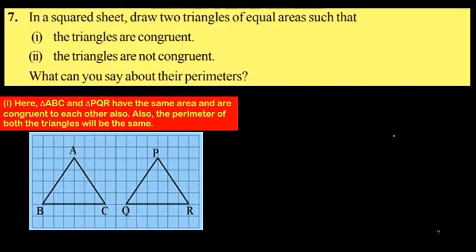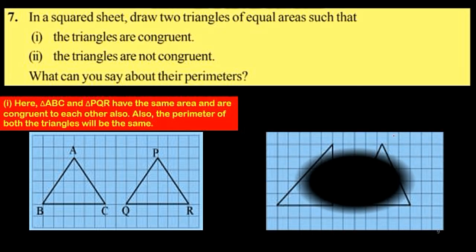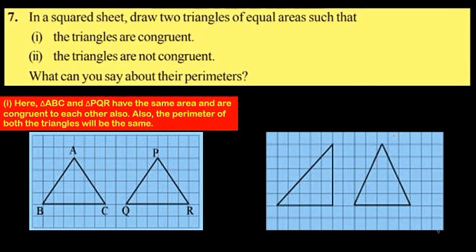Okay, now the second part of question number 7. I have to draw two triangles that should not be congruent, but their area should be equal. Now here I have made two triangles which are not congruent. One is a right angle triangle, the other one does not have any right angle, so they are not congruent. How will I show that they have equal areas?